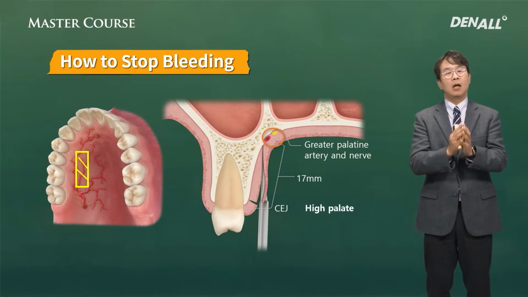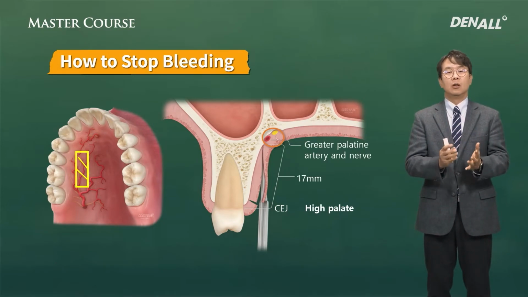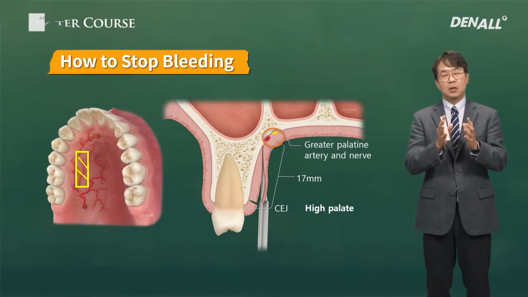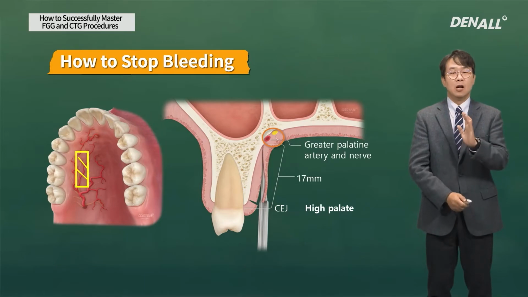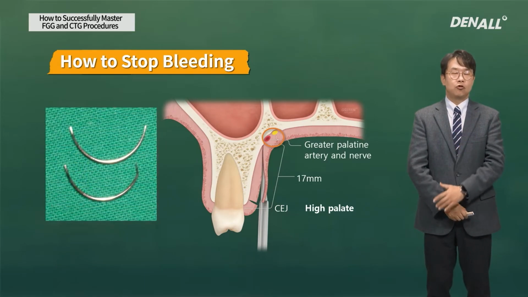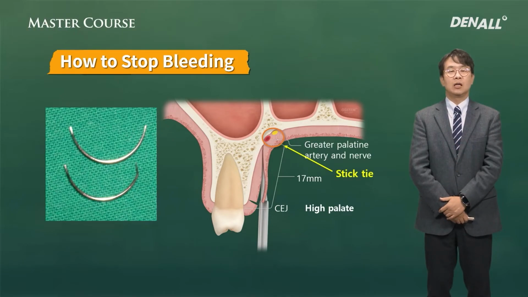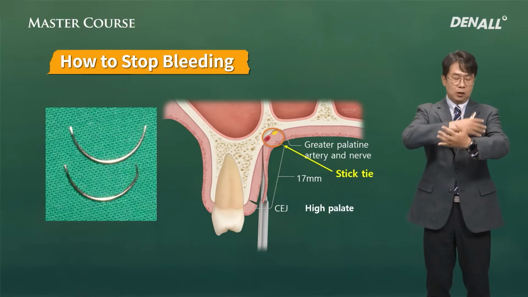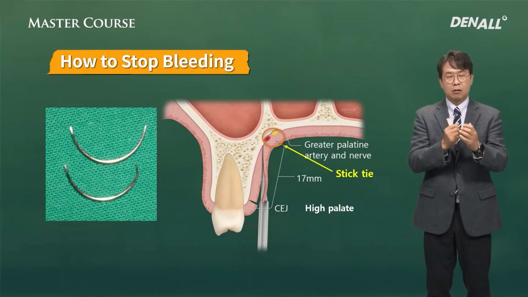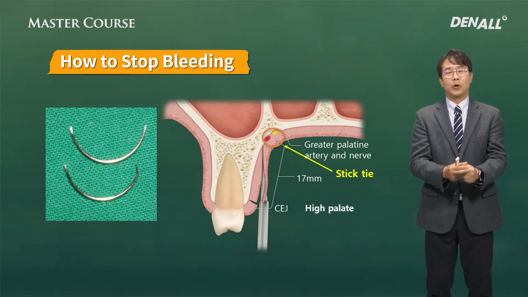So if you understand the anatomy, you can avoid bleeding during taking the graft. When a graft is taken out, bleeding occurs. What can we do? There are various approaches. The main source of bleeding is the greater palatal artery. So we need to stop bleeding there. Stick tie is commonly used. The artery is wrapped around using suture to stop bleeding. It's easier said than done.